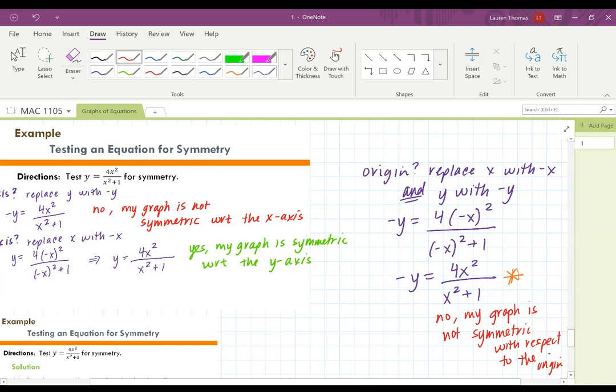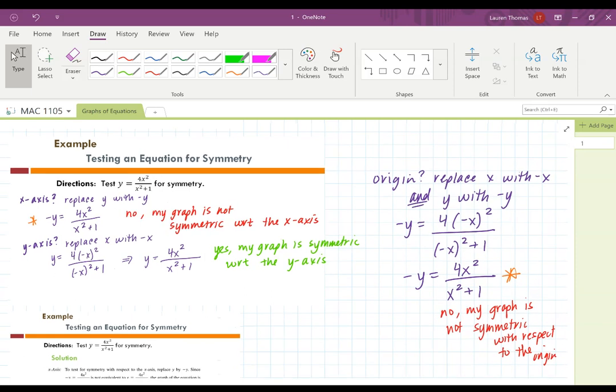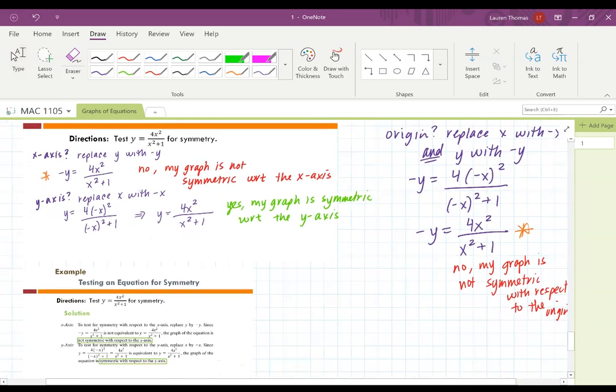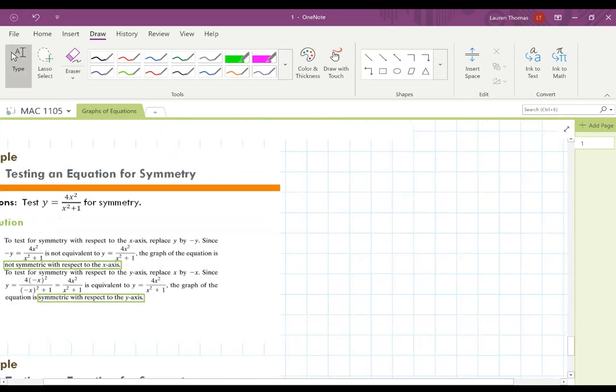Cool. So when you are doing these tests for symmetry, you're never going to know which one your graph is symmetric to unless you have a picture. So you're going to have to test all three of them unless your problem prompt specifically asks for just one type of symmetry. Okay, so let's go ahead and check our solutions.